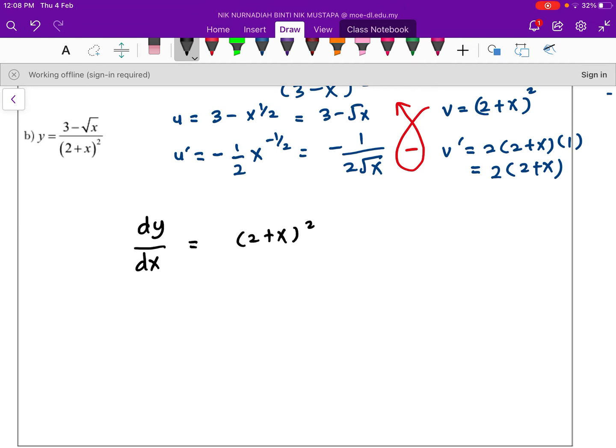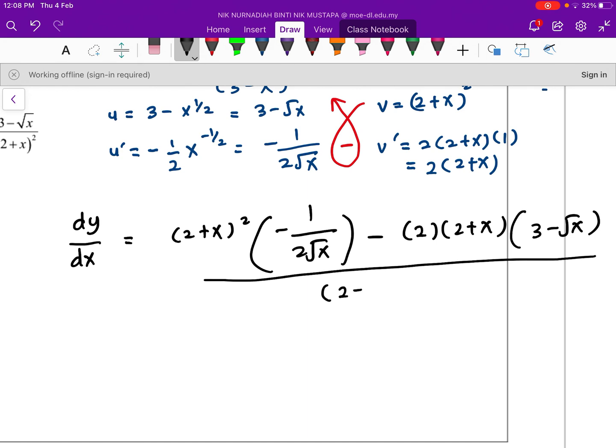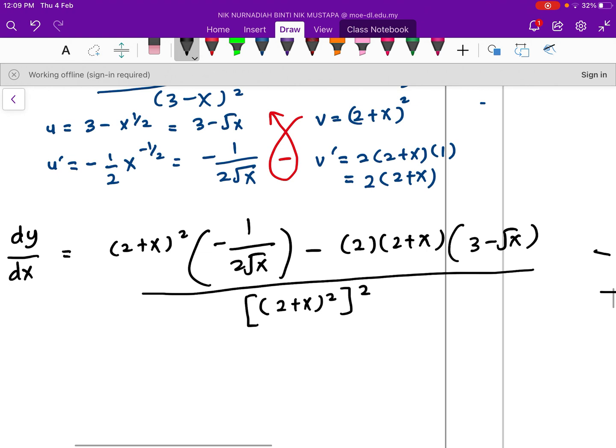So, VU prime 2 plus x square negative 1 over 2 set x minus, we have 2 plus x, and then we have here 3 minus set x over v square. So we have 2 plus x, already square, right? Tapi kita kena squarekan dia lagi. Be careful with that. Okay, and then kita cuba faktorkan. Ada tak yang boleh difaktorkan? Ada tak yang kita boleh faktorkan?